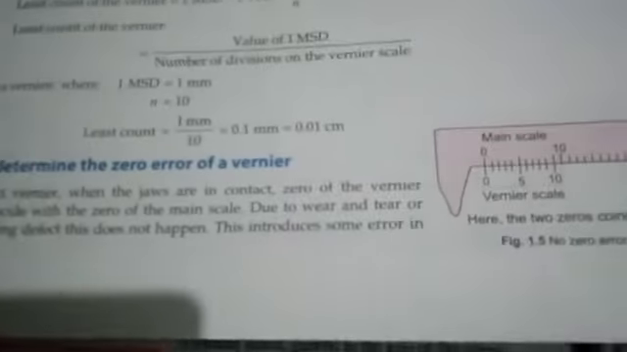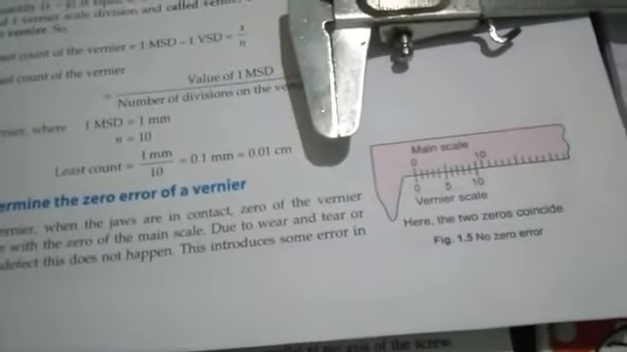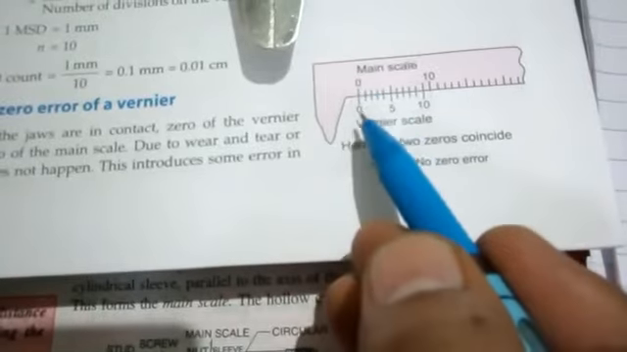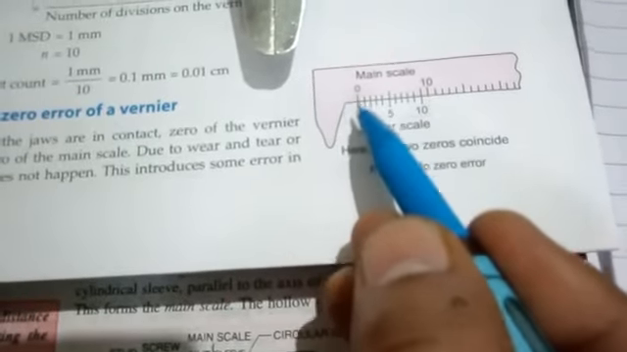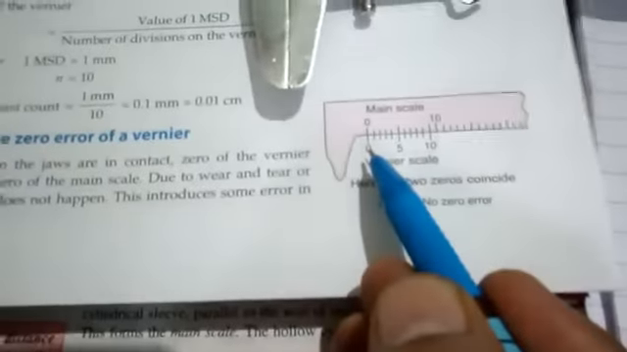Okay. So to find out error within this device, you should bring both the jaws, that is both upper jaws or external jaws, closer. When it is kept in this condition, you should find that the main scale 0 and vernier 0 coincide. They should coincide in this position. Could you see in the diagram?